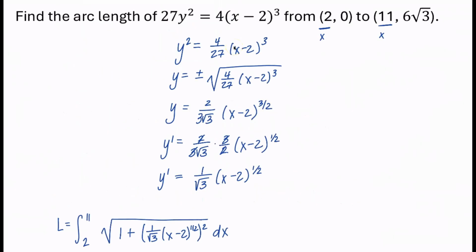Before moving on, I just want to go back up to the original problem and mention that we could have done this another way. So I elected to solve for y to be a function of x. But here I could have solved for x. So I could have divided by 4 and then taken the cube root of both sides and then added 2 to the other side to solve for x to be a function of y. But then I would have needed to use the y coordinates of my points over here. So 0 and then 6 rad 3. So that was an alternative option here in order to find the arc length.